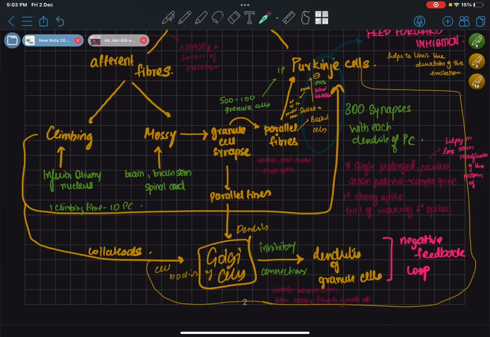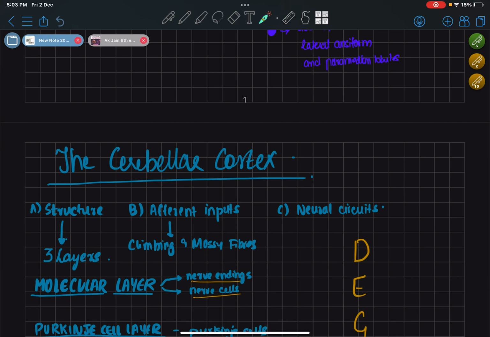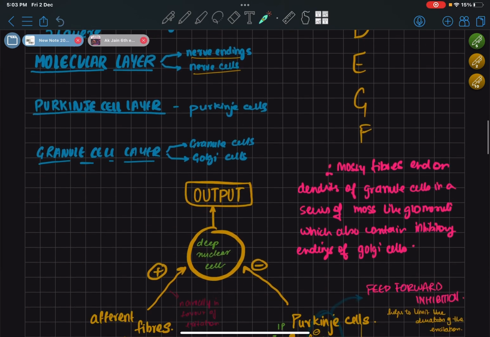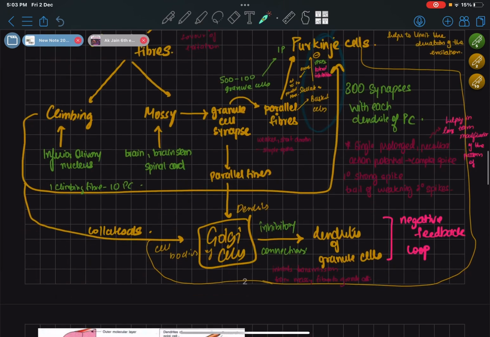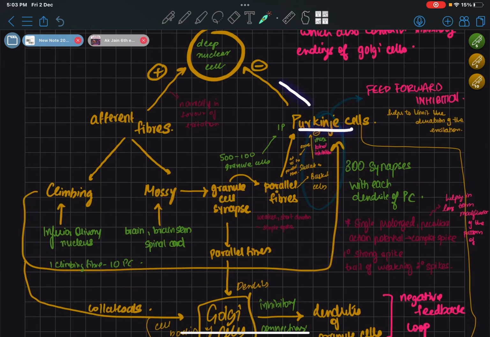Now we have the third type of, not the third type, basically there are only two afferent fibers, climbing and mossy. So the third topic for this lecture was neural circuits. We have ended up actually talking about them already. This is a circuit, this is a circuit. So what does the Purkinje cell do? It inhibits the deep nuclear cell, right? So we talked about that.